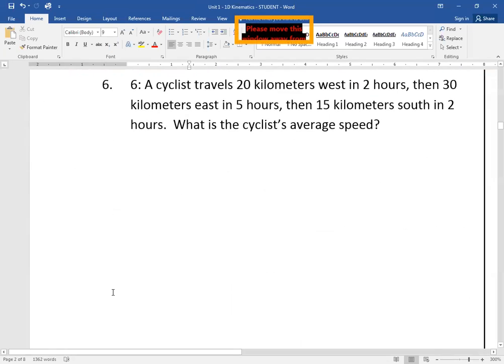So a cyclist goes 20 kilometers west in 2 hours, 30 kilometers east in 5 hours, 15 kilometers south in 2 hours. What is the cyclist's average speed?